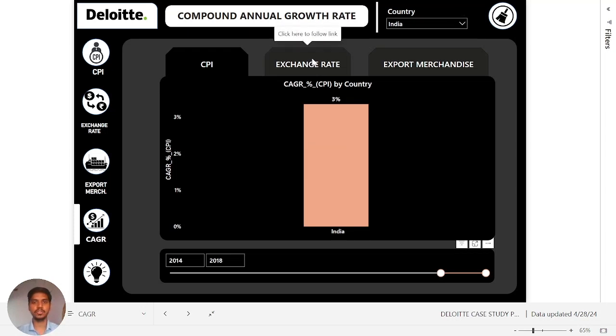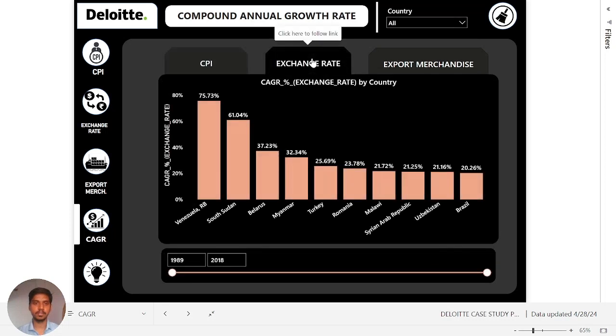Now if I look at exchange rate, this is the compound annual growth rate of exchange rate. It means that if there is a rise in CPI, the country is in inflation, and if the country is in inflation, then the currency of that particular country will also become weaker. It will raise the exchange rate. So as we saw in the previous visual, that CPI of Venezuela was higher. That's the reason why the exchange rate is also high. Similarly, you can see for other countries also.